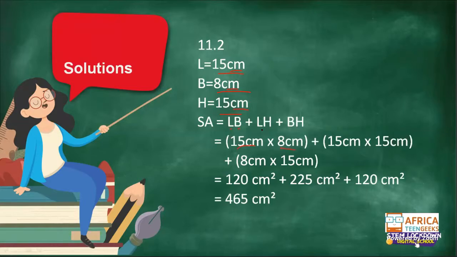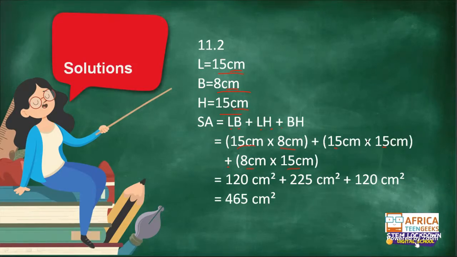Plus your length is 15 again, times your height, which is 15. Plus your breadth is 8, and then times your height. Your height is 15. Simplify. If you simplify, it's 120. 15 times 8 is 120. Centimeter times centimeter is centimeter square.